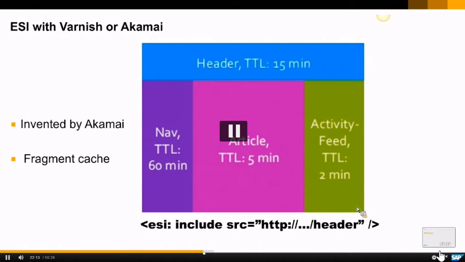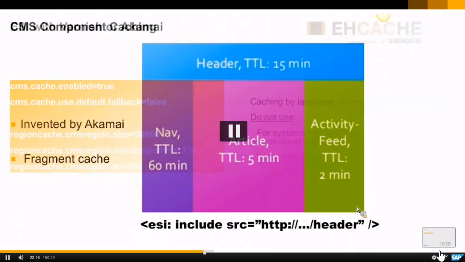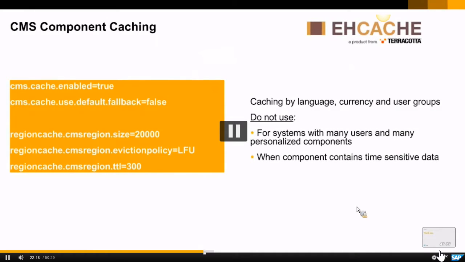Obviously, as I was saying, we try to do websites as dynamic as possible, so you cannot cache everything forever. It's why we need other mechanisms. A mechanism that is provided out of the box by Hybris is CMS component caching, so you can easily activate it. I shared here the local properties that you need to put in place to cache, and you can tune it. By default, the caching will be done by language, by currency, and by user group.